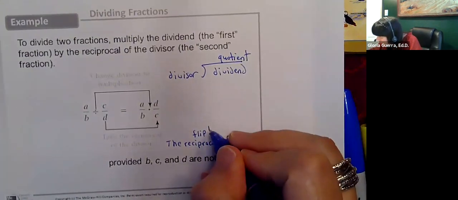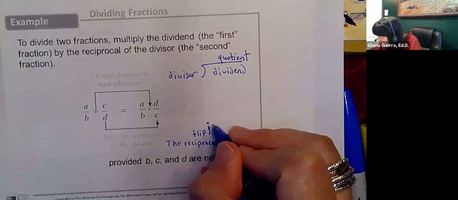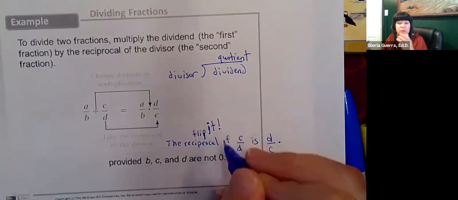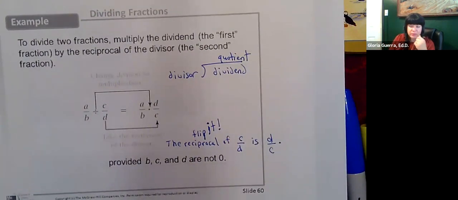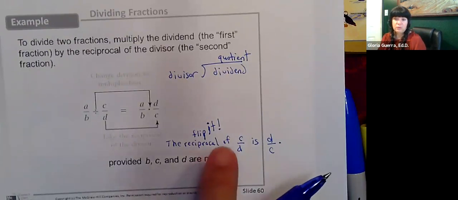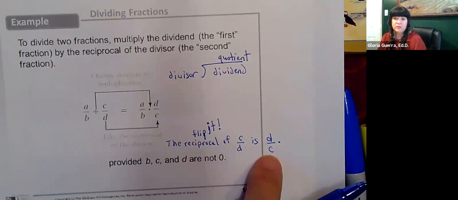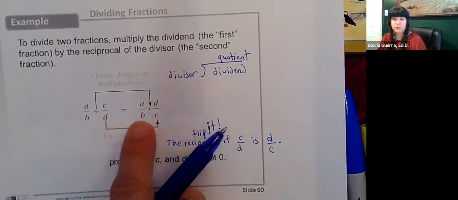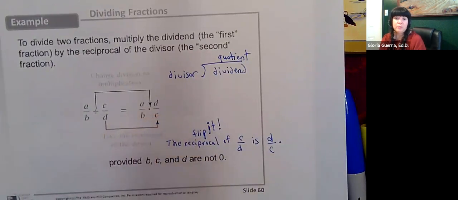So let me say flip it instead. You're just flipping it. You're not taking the opposite. You're not changing the sign. You're not flipping it and changing the sign. You're just flipping it. So the reciprocal of C over D is D over C, and that's what they're doing, multiplying by the reciprocal.